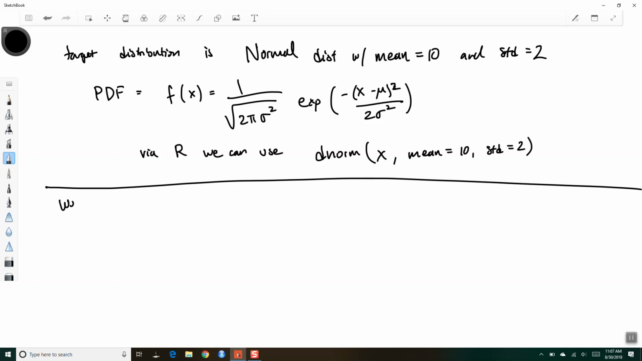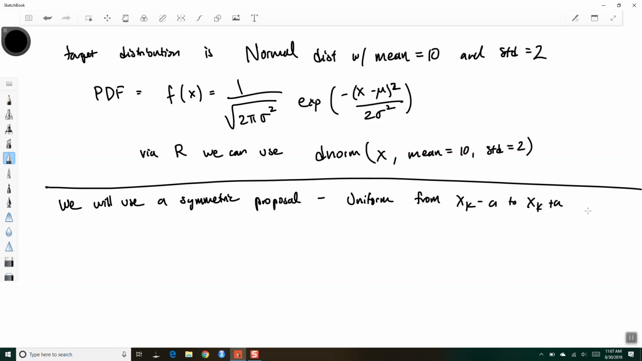Okay, so we will use a symmetric proposal. All right, let's just use the uniform, uniform from xk minus a to xk plus a. So we'll just pick some arbitrary value a. And that'll be our symmetric proposal, okay?